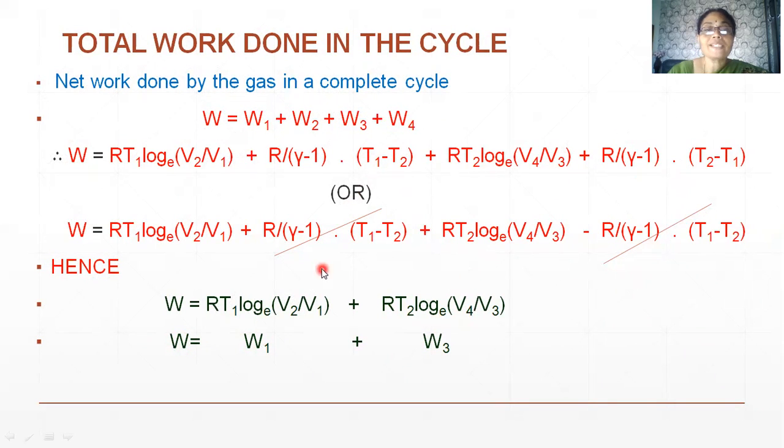So these two get cancelled. We will get W is equal to RT1 log V2 by V1 plus RT2 log V4 by V3. So this is the work done in the isothermal expansion process, which is equal to W1. This is then the work done in the isothermal compression process, W3. So the total work done by the Carnot's heat engine will ultimately be W is equal to W1 plus W3. So this is the total work done in the Carnot's cycle.